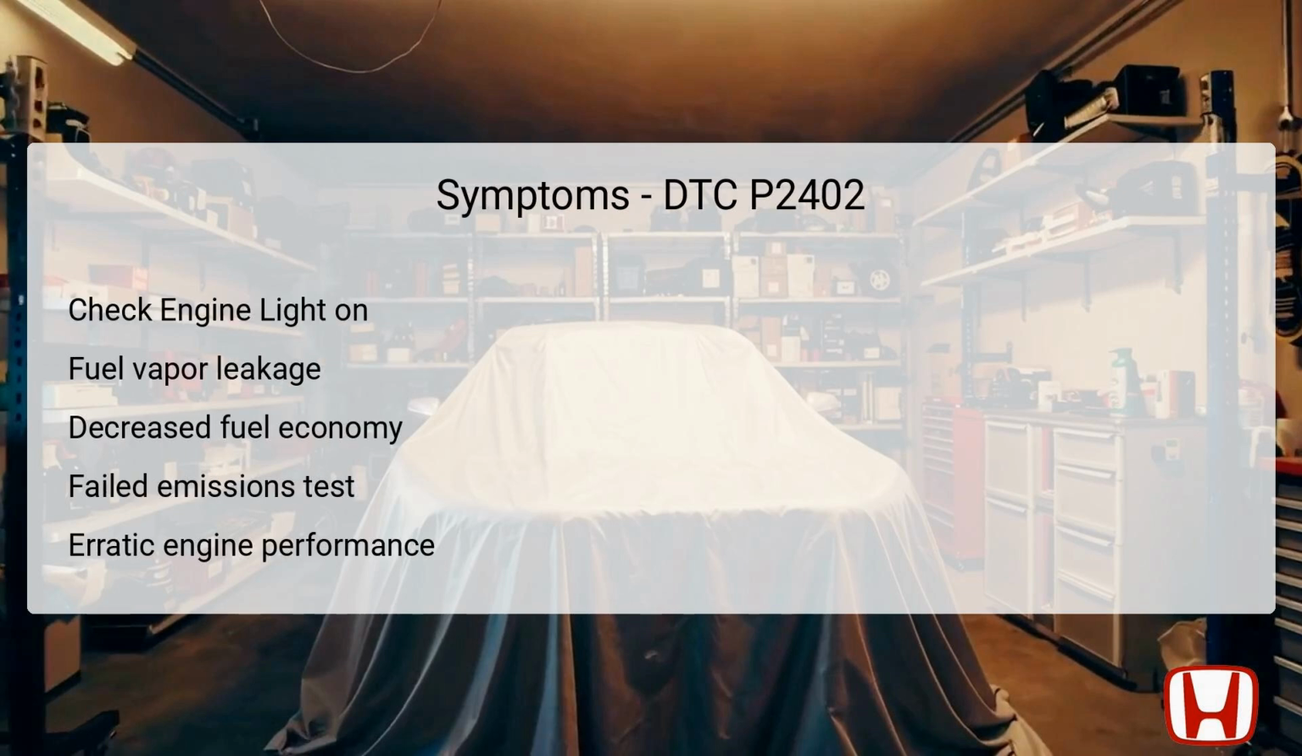The presence of DTC P2402 can manifest several symptoms that impact the vehicle's performance and compliance. Typically, the most noticeable symptom is the illumination of the check engine light, indicating a malfunction in the emissions system. Additionally, drivers may experience symptoms such as fuel vapor leakage, which can be hazardous and lead to increased emissions. Decreased fuel economy may also occur, as an impaired EVAP system reduces efficiency.